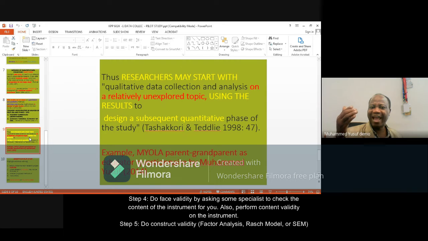Then after that, I go for construct validity, where I use different statistical tool like principal component analysis, factor analysis, structural equation modeling. You get the point? For the items. Okay. So then after I finish this one, then I publish the module fit of that questionnaire in 2014.